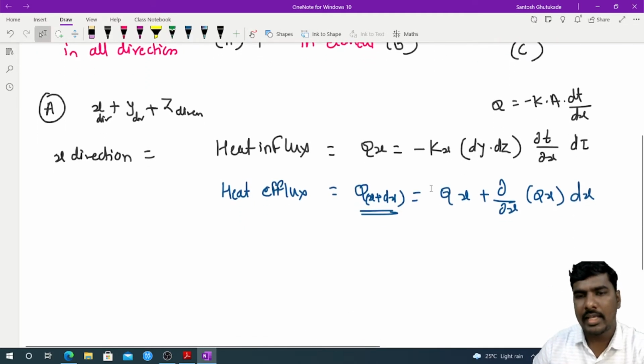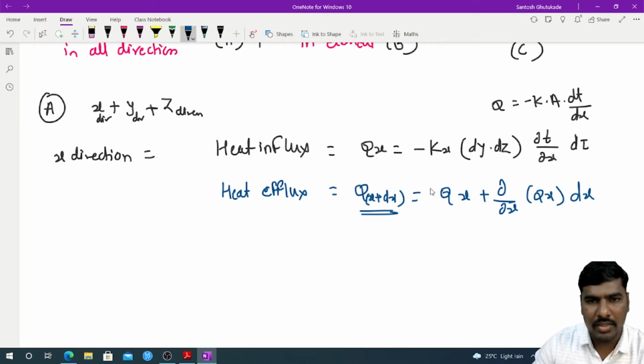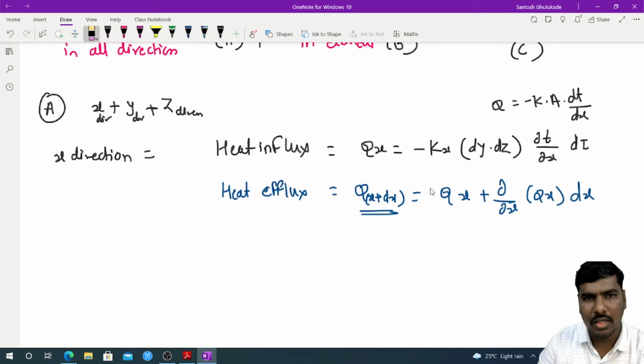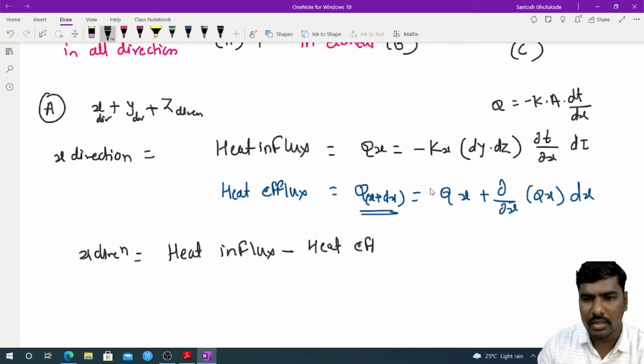Now this is for the x direction. What is the heat accumulated in the x direction? Suppose 100 joules of heat is coming in as heat influx and 20 is going out in the x direction. So 100 minus 20 is the heat accumulated in the x direction. So the heat accumulated in the x direction is heat influx minus heat efflux.